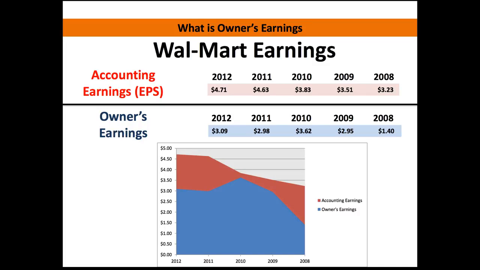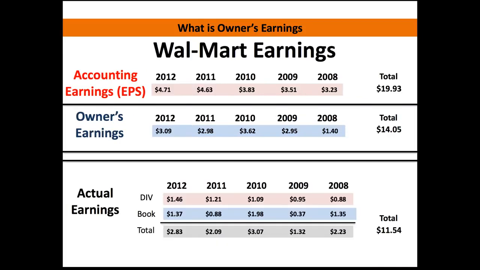If you were the shareholder of this, you would see the number in the blue. That's what you would actually see come into your pocket, as opposed to what's being reported on the accounting income statement, which is the red. So that's a pretty significant difference. And this is why Buffett places so much value in this calculation and understanding what owner's earnings is, because he knows as a shareholder that's what he's actually going to see as opposed to what's being reported.